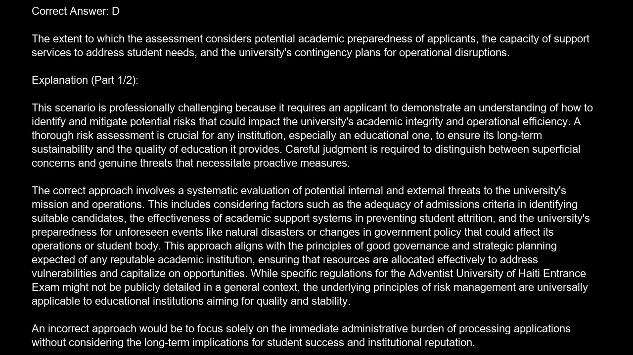Careful judgment is required to distinguish between superficial concerns and genuine threats that necessitate proactive measures. The correct approach involves a systematic evaluation of potential internal and external threats to the university's mission and operations. This includes considering factors such as the adequacy of admissions criteria in identifying suitable candidates, the effectiveness of academic support systems in preventing student attrition, and the university's preparedness for unforeseen events like natural disasters or changes in government policy that could affect its operations or student body.